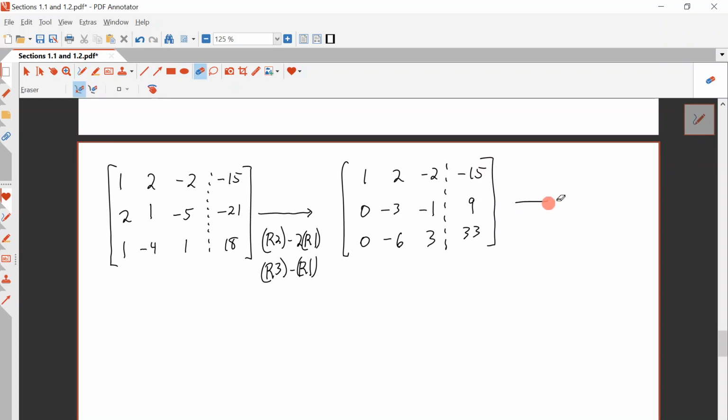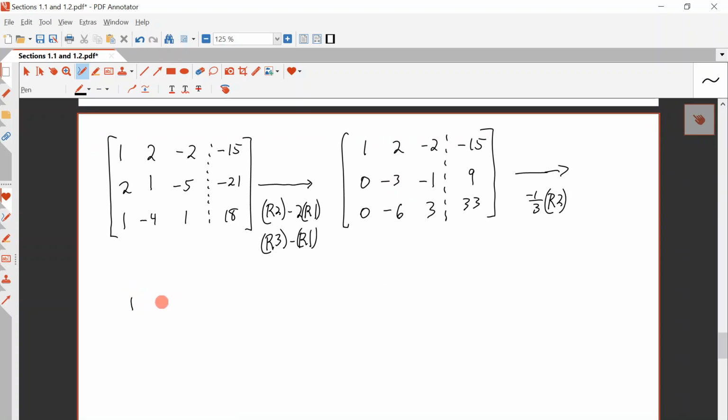And then the next thing we did was to multiply row 2 by negative 1/3. So I took row 2 and I subtracted twice row 1. I took row 3 and subtracted once row 1. And I got some zeros in this column here. And now I'm going to multiply row 2 by negative 1/3 to get a 1 right there.